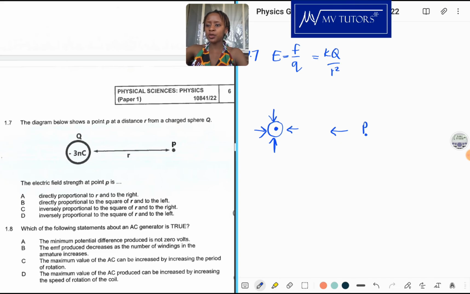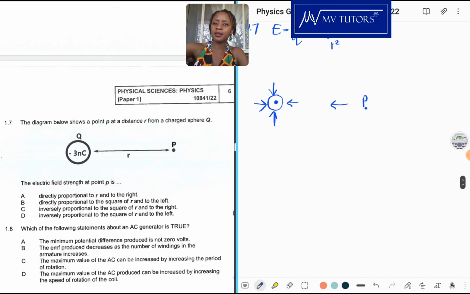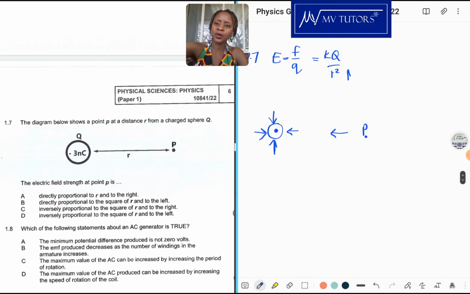directly proportional to the square of R. No, I mean, if you look at this, if I increase R squared, E will decrease. So it is inversely proportional to R squared. Okay, so we know it's moving to the left. So it is inversely proportional to the square of R and to the left. Okay, it's going to the left. Yeah, so it's D. So that is 1.7.